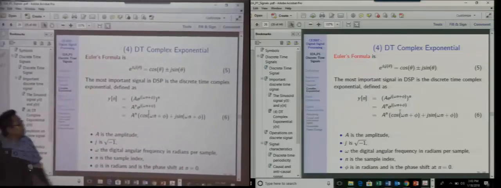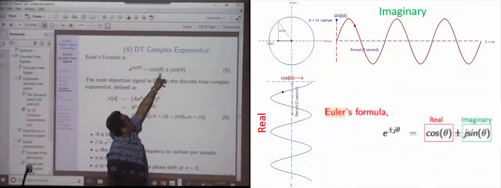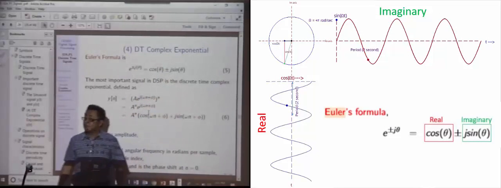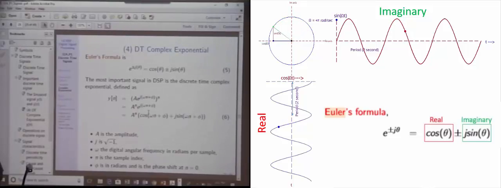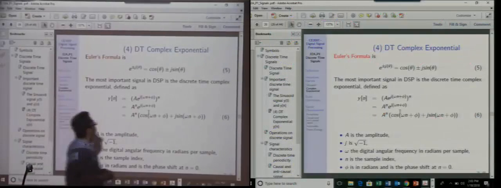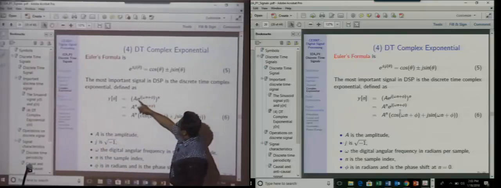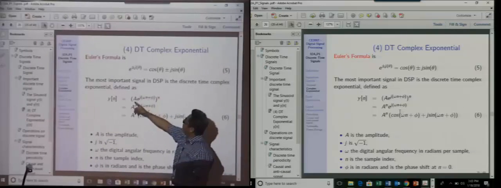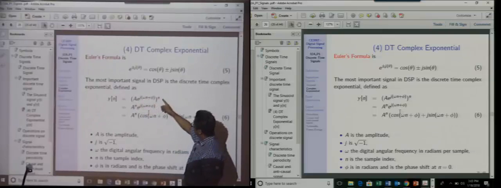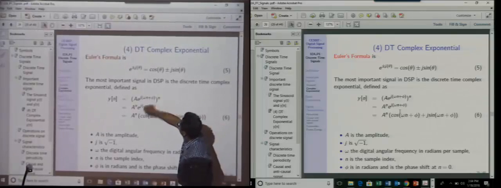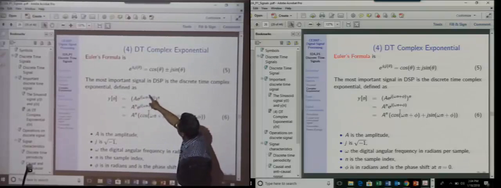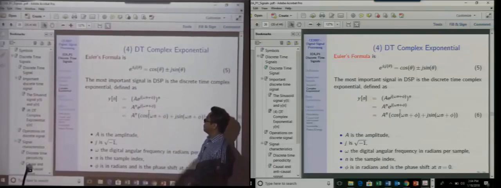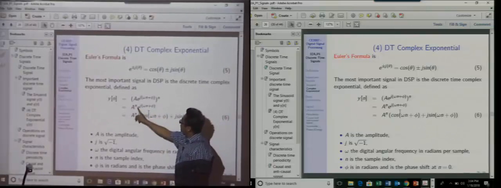Now, this is the real part. This is the imaginary part. So e^(jθ) gives you a complex number. Now, the equation that we are interested in, in a general form, is A e^(j(ωn+φ)). There's no n here, so I made a mistake. Later on, I'll put the n inside, a to the power of n, the n will go inside. A to the power of n, we'll leave it alone.